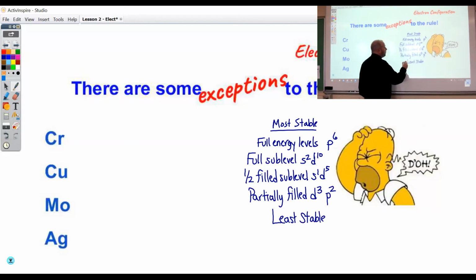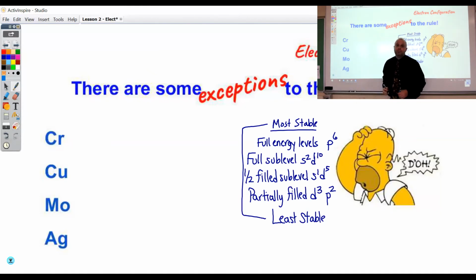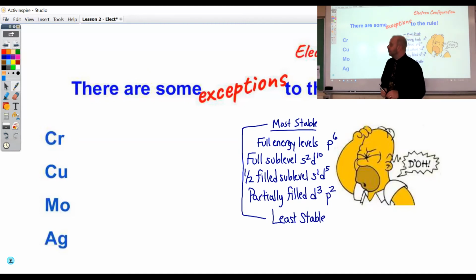So in terms of stability, the closer you are to the top, the better you are. So let's take a look at these 4 examples. When we write out the electron configuration for these 4 examples, I'm going to start by showing you what the electron configuration would be, and then I'll show you how it's changed as a result of these exceptions.